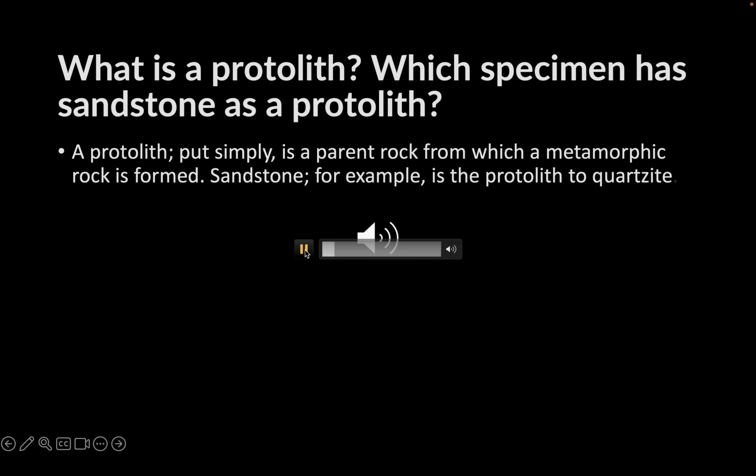The second question is, what is a protolith? Which specimen has sandstone as its protolith? A protolith, put simply, is a parent rock from which a metamorphic rock is formed. Sandstone, for example, is a protolith to quartzite.